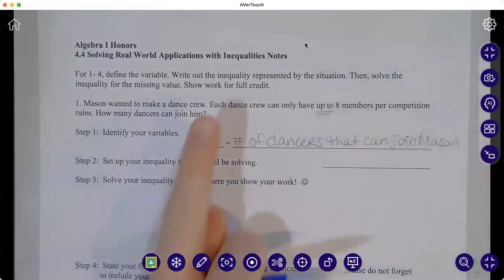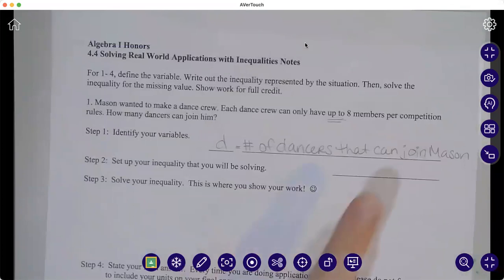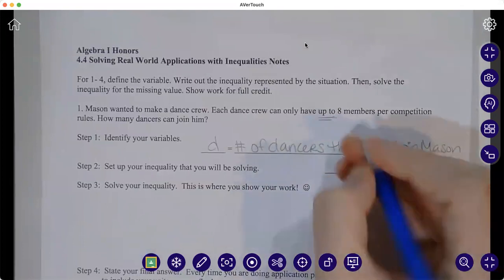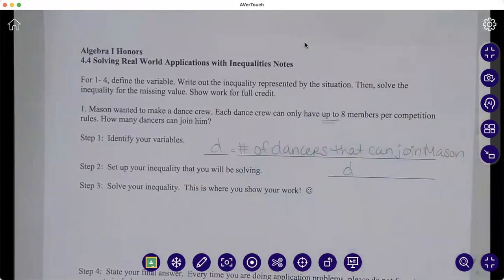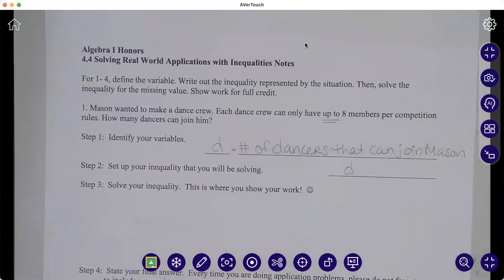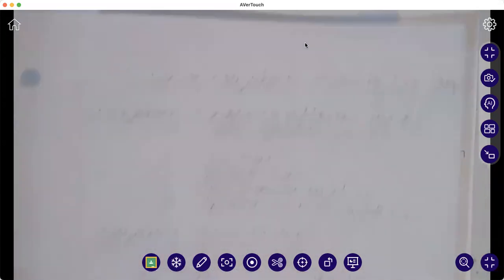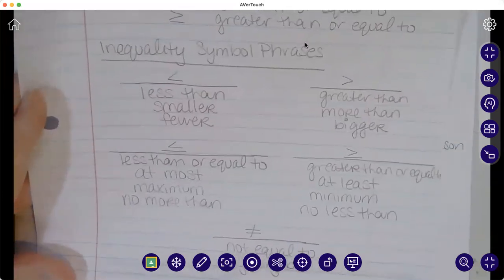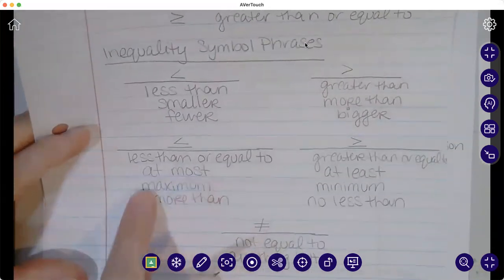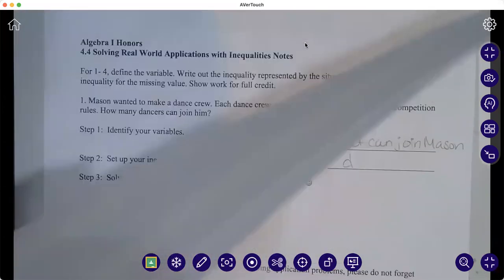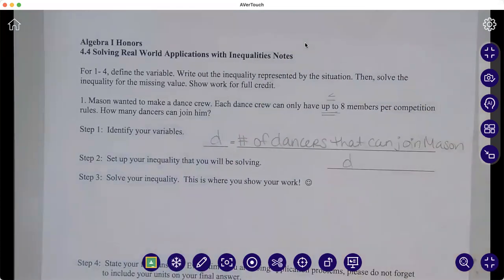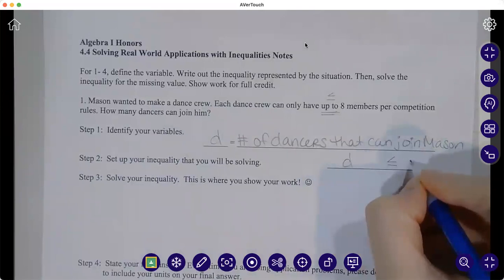Now we need to create an inequality that represents the situation. So we know that there's going to be a number of dancers that can join Mason. And we know that we can have up to 8 members. So if we look back at our words and phrases that we learned in lesson 4.1, we don't have the phrase up to, but we have phrases that are similar to it, like at most or maximum, no more than. So this up to is going to be using a less than or equal symbol. So less than or equal to 8.